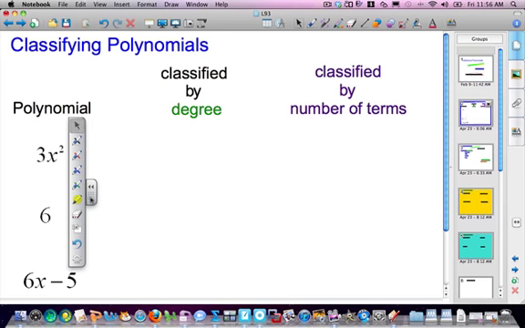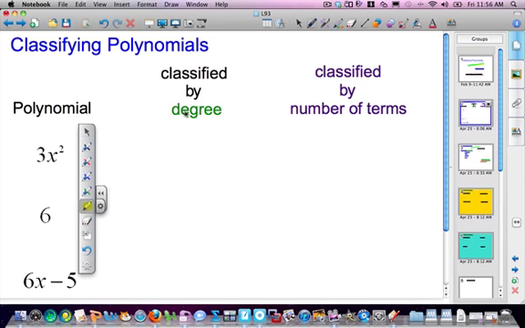We classify polynomials in two main ways. First, by their degree. You may recall that the degree of a polynomial is the degree of the variable that's displayed in the monomial itself. Since this monomial has a degree of 2, we would say that it is a second degree polynomial or a quadratic. Our next example, 6, doesn't contain a variable, which means its value remains constant.